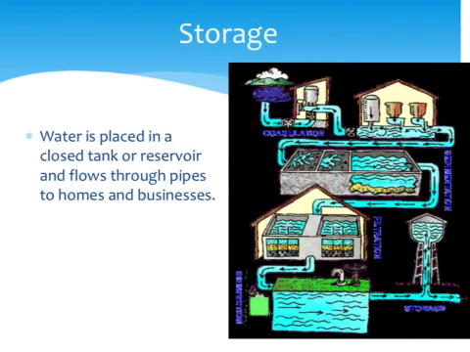As water becomes filtered at a filtration site, water is then stored in a tank or reservoir and flows through pipes to homes and businesses. So when you see a water tower such as one of these here, the water is then going to flow down and out into pipes.